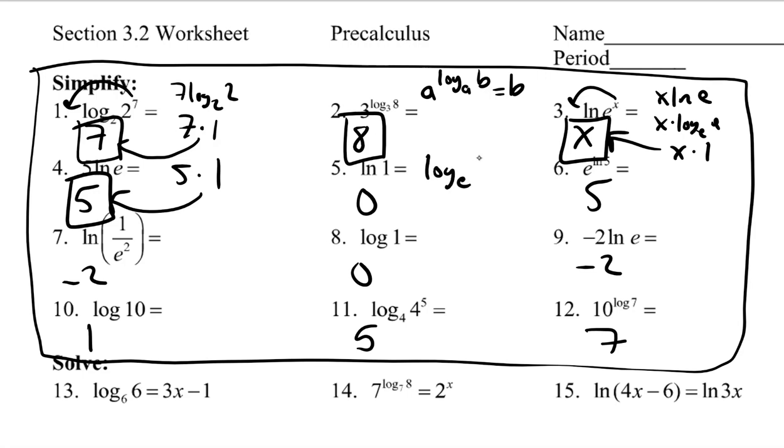This one was asking e to what power gives you 1? E to what power gives you 1? And that would be 0, because anything to the 0 power gives you 1.